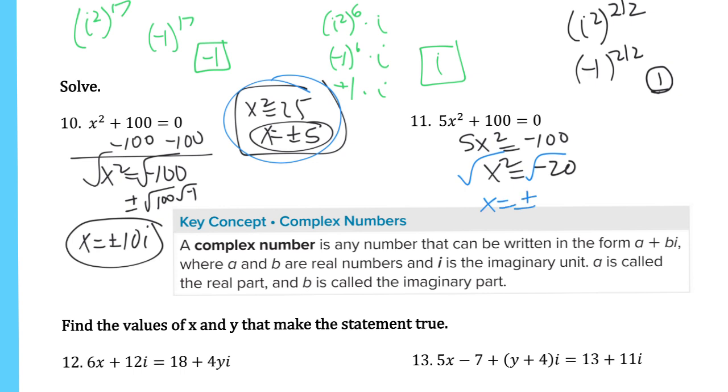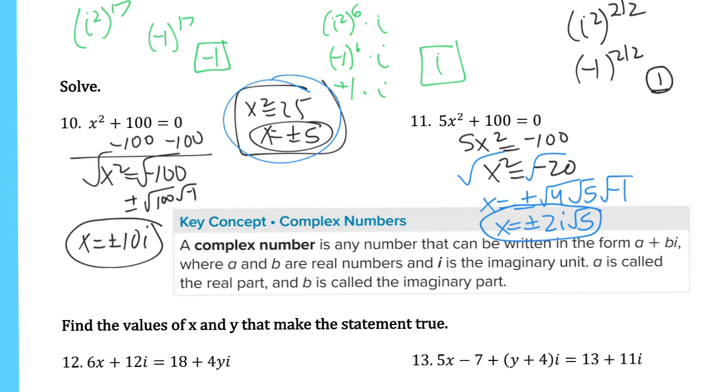Well, to be able to break it down, we're looking to break it into its real part and its imaginary part. So this would be square root of 4 times 5 and square root of negative 1. We know the square root of 4 is 2. Square root of 5 we don't. Square root of negative 1 is i. And so x would equal both positive and negative 2i square root of 5. So there are two imaginary solutions. One is 2i square root of 5 and one is negative 2i square root of 5.